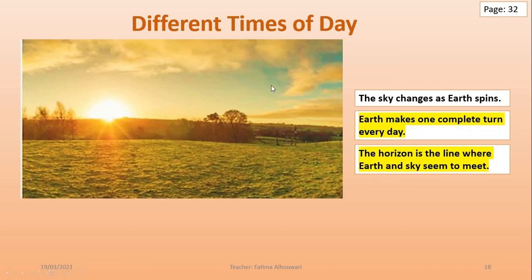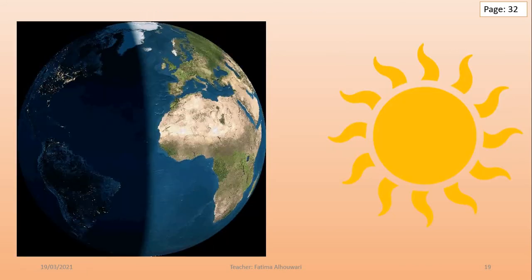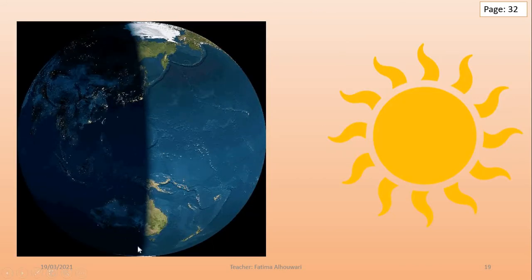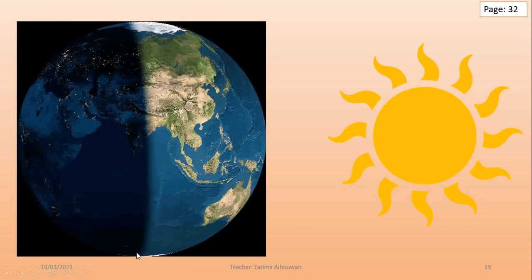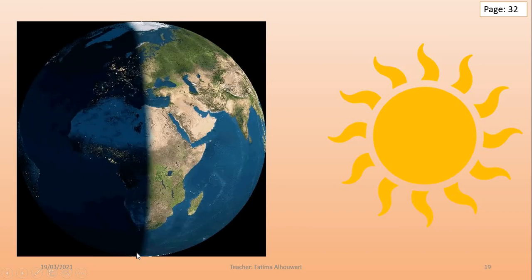And the horizon is the line where Earth and sky seem to meet. Of course, they don't meet, but they seem to meet. It is called the horizon line. The Earth spins like this. It spins around itself all the time.